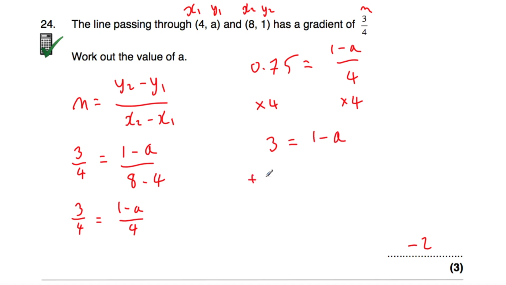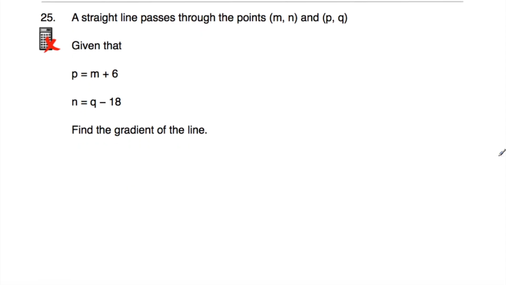And again, you could add a to both sides to get that 3 plus a is equal to 1, and then take away 3 and take away 3, and you get that a is equal to minus 2 again. And that's it. So a is equal to minus 2. Okay, let's look at our last question, question number 25.